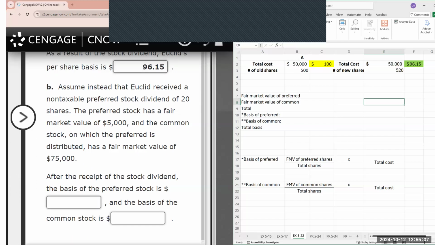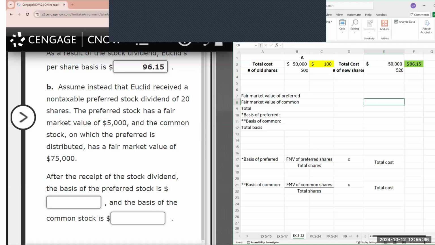For part B, it now asks, assume instead that Euclid received a non-taxable preferred stock dividend of 20 shares. The preferred stock has a fair market value of 5,000, and the common stock on which the preferred is distributed has a fair market value of 75,000. After the receipt of the stock dividend, what is the basis of the preferred stock? And what is the basis of the common stock?